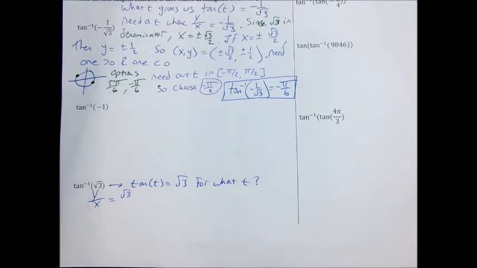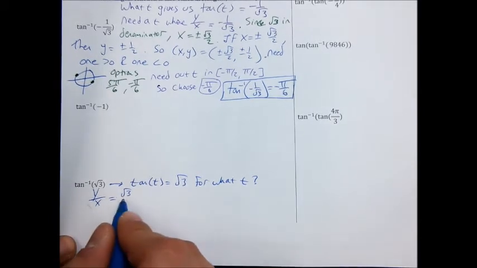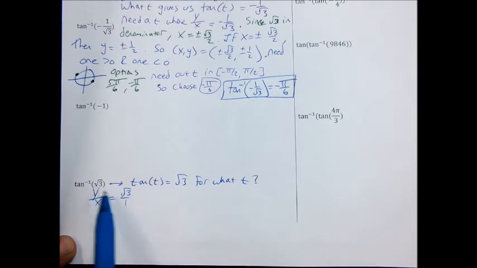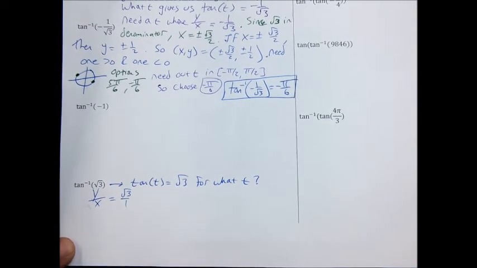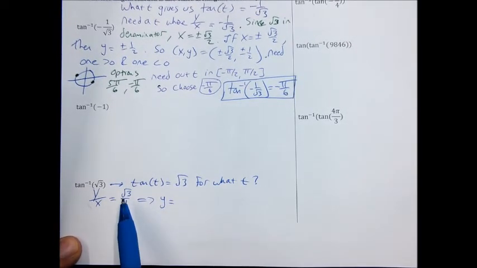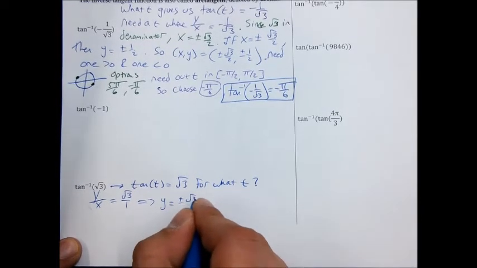And what I want to point out, kind of the key part of this one, is realizing that root 3 is in the numerator. It's like root 3 over 1. And so that's telling us something about the y value then, when we recognize it like that. Does that make sense? And so based on this, we know that the y value needs a root 3 in it. And so that means y needs to be plus or minus root 3 over 2.